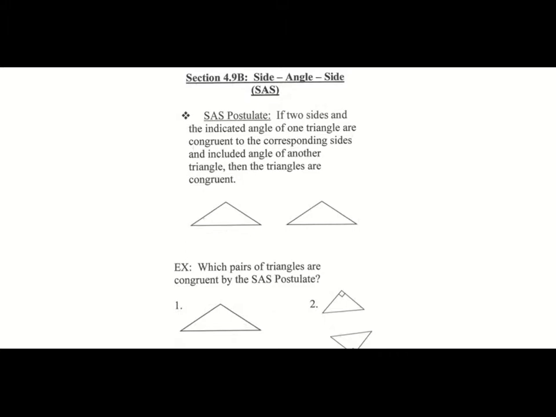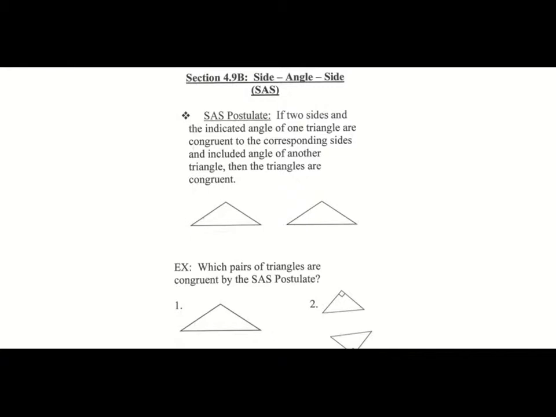The next postulate we're going to look at is side angle side, and this is another way we can prove that our two triangles are congruent. So the side angle side postulate says if two sides and the included angle of one triangle are congruent to the corresponding sides and the included angle of another triangle, then the triangles are congruent.